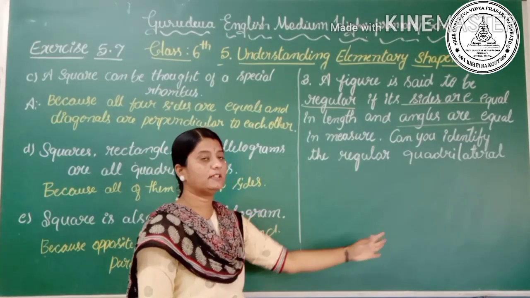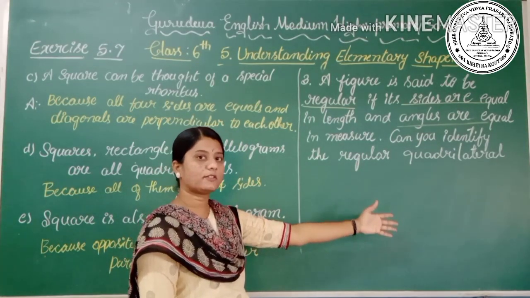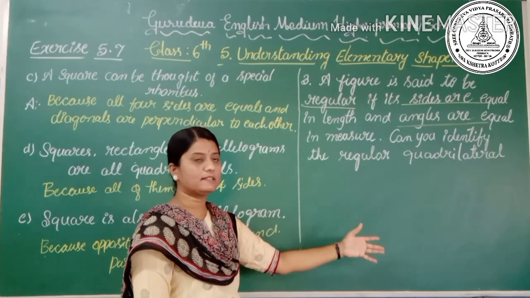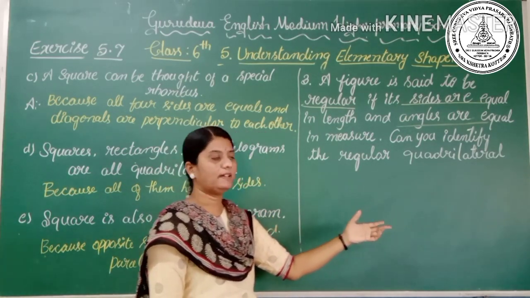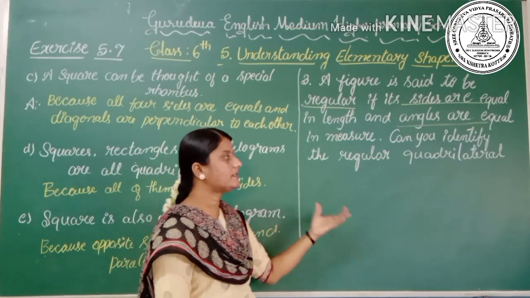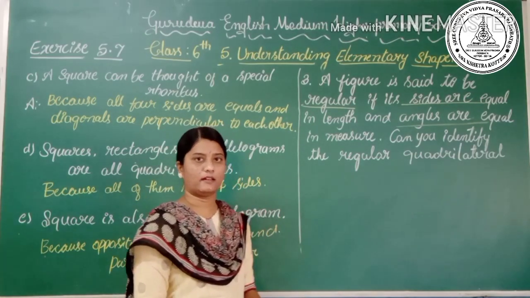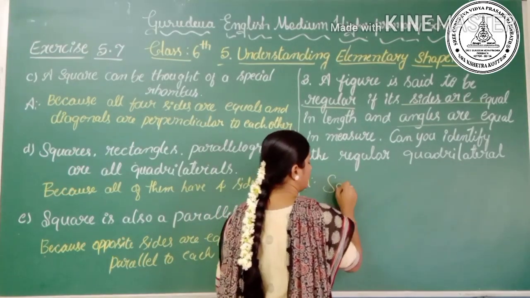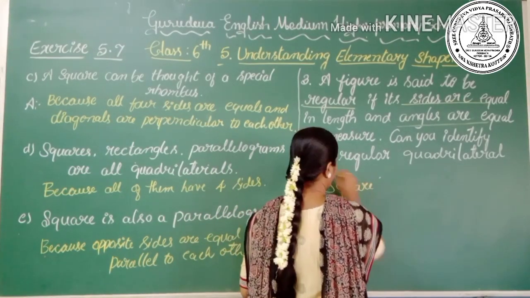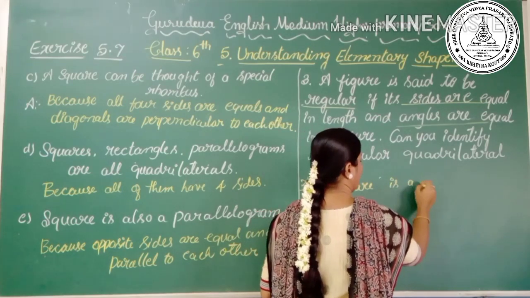Can you identify the regular quadrilateral here? Yes, we can identify the square. In the square, all the sides are equal in length and all the angles are equal in measure, right? So we can say that a square is a regular quadrilateral. Then write the answer here: the square is a regular quadrilateral.